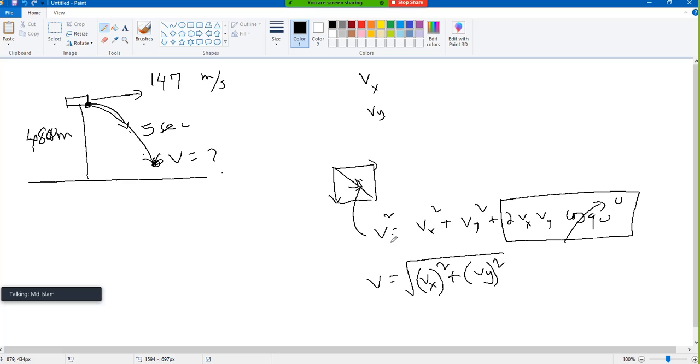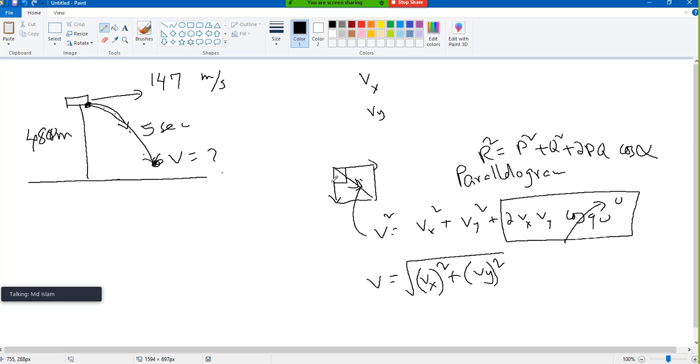Now why square root? I just showed the equation here. It was the parallelogram equation that you saw somewhere in your statics class. That time the equation was this: R square equals P square plus Q square plus twice PQ cosine alpha. That time we wrote the equation in that format. Now we are writing Vx square plus Vy square plus twice Vx Vy cosine 90, because their angle was 90 at the beginning, if it is perpendicular.